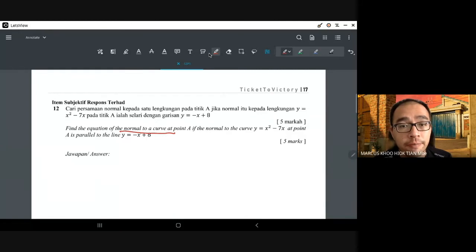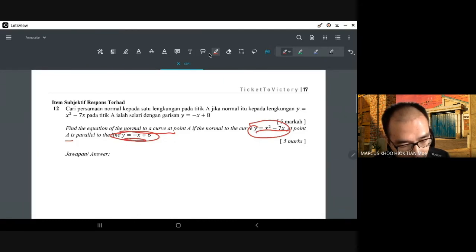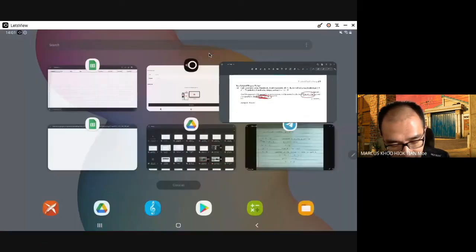Question 12: find the equation of the normal to the curve at point A, if the normal to the curve at point A is parallel to this line. Oh, okay. So this is the curve, and the normal is parallel to this line. Okay, I can't do it. All right, let's take a look at this.